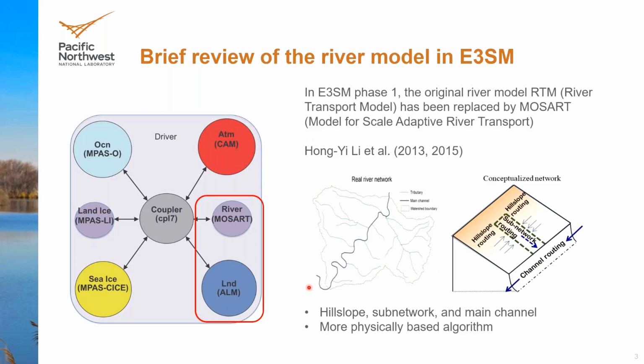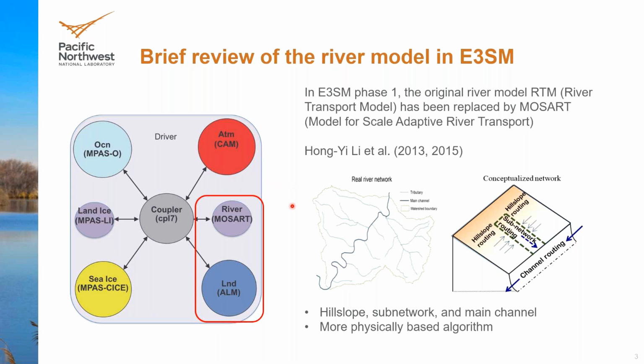First, a brief review of the river model in E3SM. As we know, E3SM has 7 components in this plot. I'm going to focus only on these 2 components, which are river and land. By the way, I grabbed this figure from the website, and I think it has not been updated because the names are still ALM and CAM.